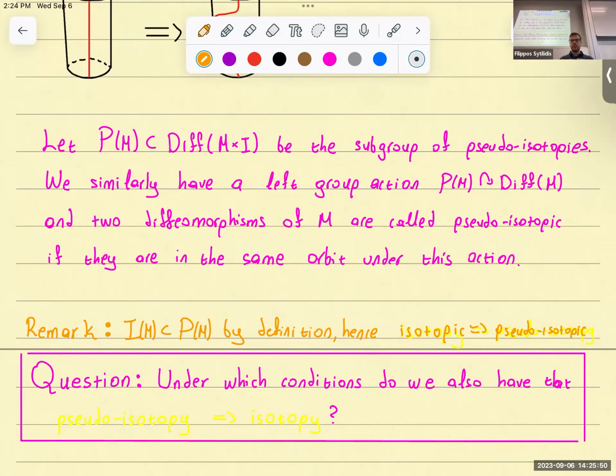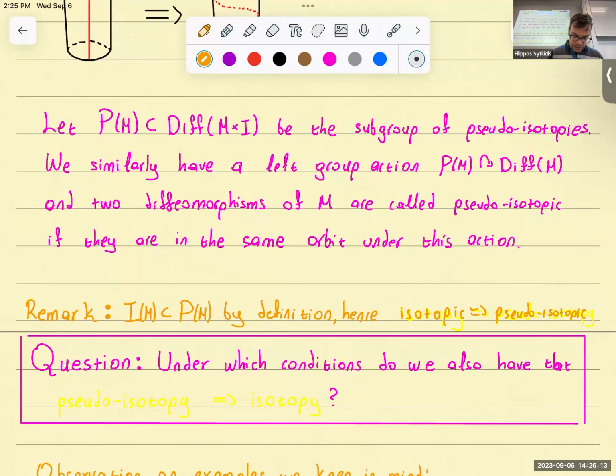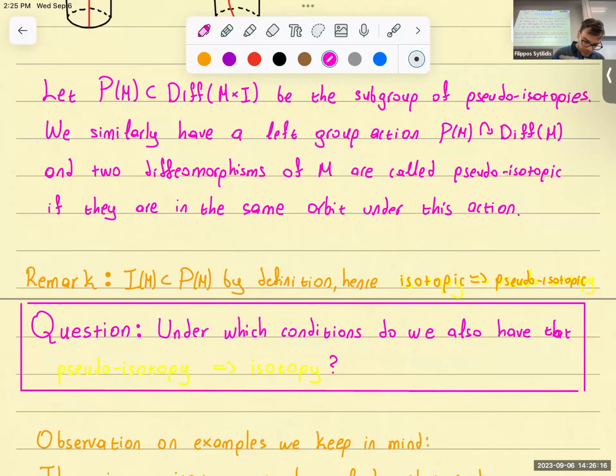Is that clear? Now, the pseudo-isotopy question is basically, when does the inverse hold? We have a more relaxed notion of something, and the question is when are we actually getting something different? So under which conditions can we also conclude that two diffeomorphisms being pseudo-isotopic would imply that they are isotopic? And it would be if and only if in those cases.